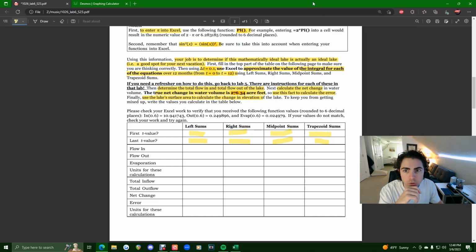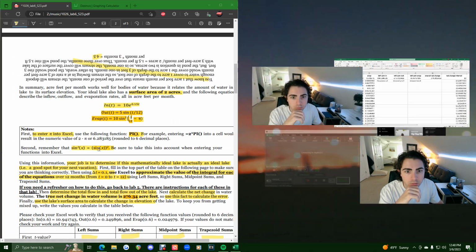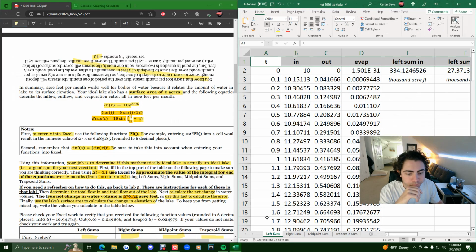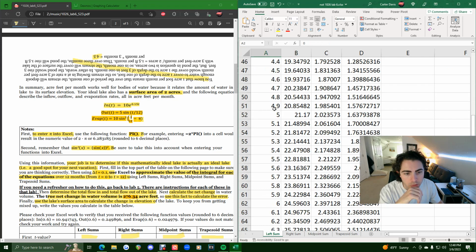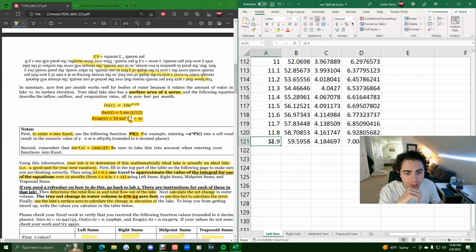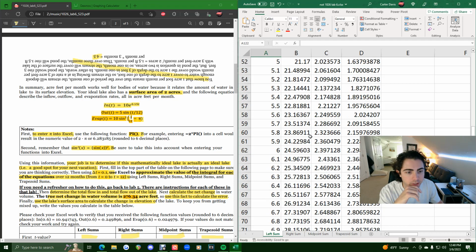All right, let's go to Excel and talk a little bit more about this stuff. Starting with the left sums here. Again, we start from 0, and we go all the way to 11.9. For a left sum, we include the 0, but we leave off the 12 for the t-values, right?